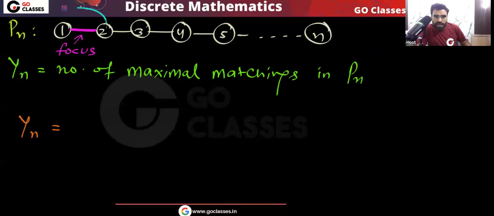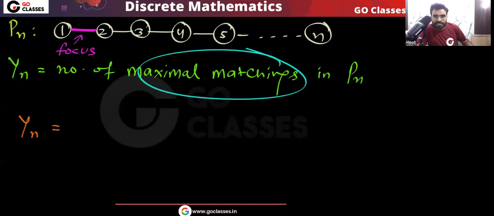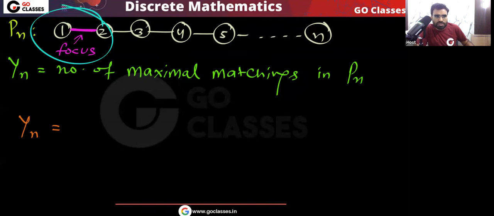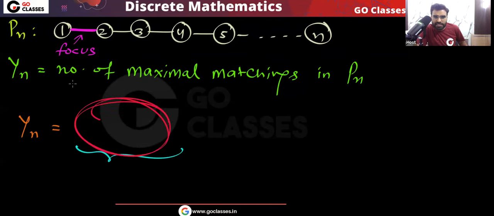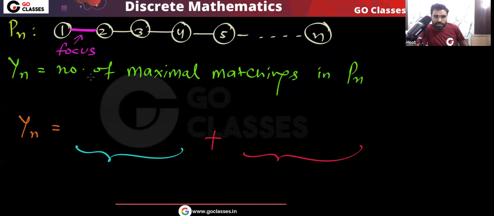Okay, so let's see what Yn will be. You can see either this edge I will take in the maximal matching or I will not take it. So just focus on this edge. Only two possibilities are there. In the maximal matching, this edge will belong or this edge will not belong. So I can find the number of maximal matchings which contain this edge plus the number of maximal matchings which do not contain this edge, and then I can add them.